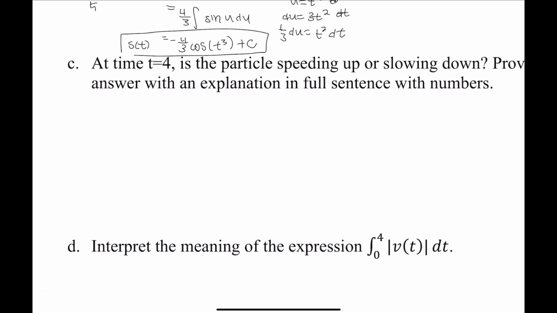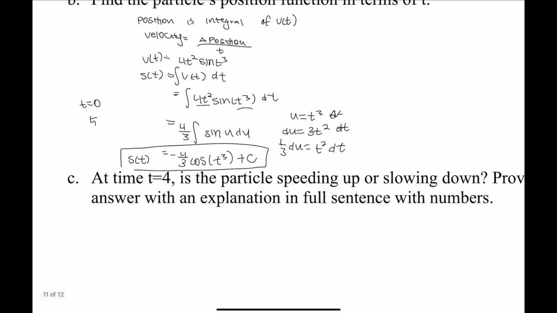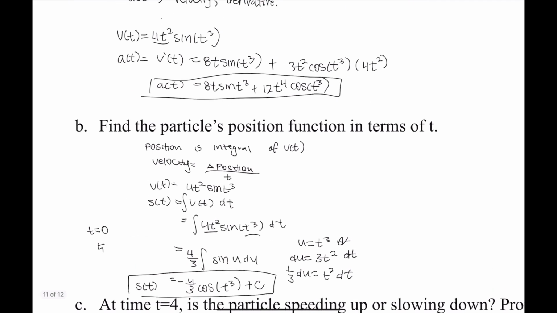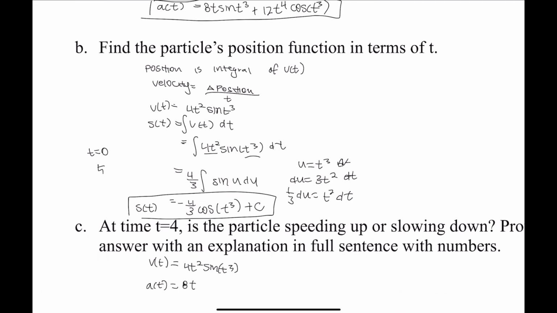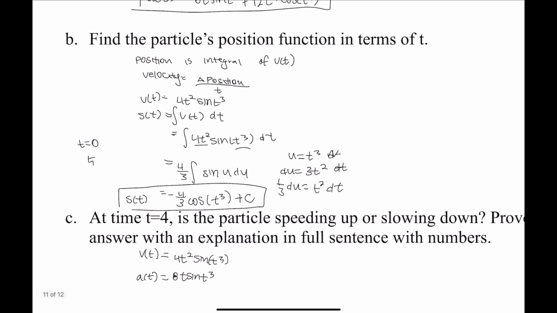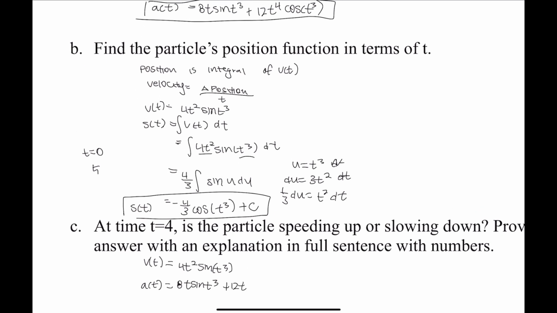And then part C asks, at time t equals 4, is the particle speeding up or slowing down? Prove your answer with an explanation in full sentences with numbers. So in order to find out if a particle is speeding up or slowing down, we need to see the sign of the velocity and acceleration functions at t equals 4. So v of t again is 4t squared sine t third, and then acceleration is 8t sine t third plus 12t fourth cosine t to the third.